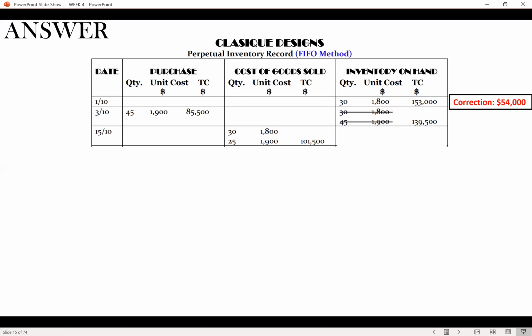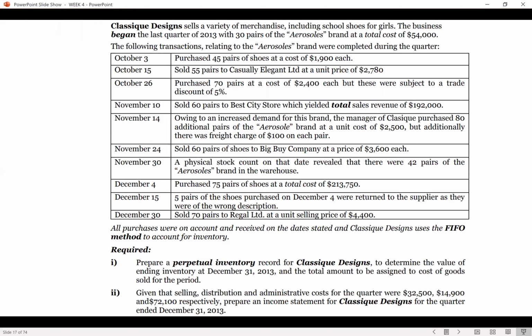So here we would have done our multiply 30 by 18, then multiply 25 by 1900, add those, and the total cost to sell this good was 101,500. What we need to do next is to update our inventory on hand. So we would have only taken out 25 from the set of 45. So we would have been left with 20 pairs at a unit cost of $1,900, and the total cost there being $38,000.